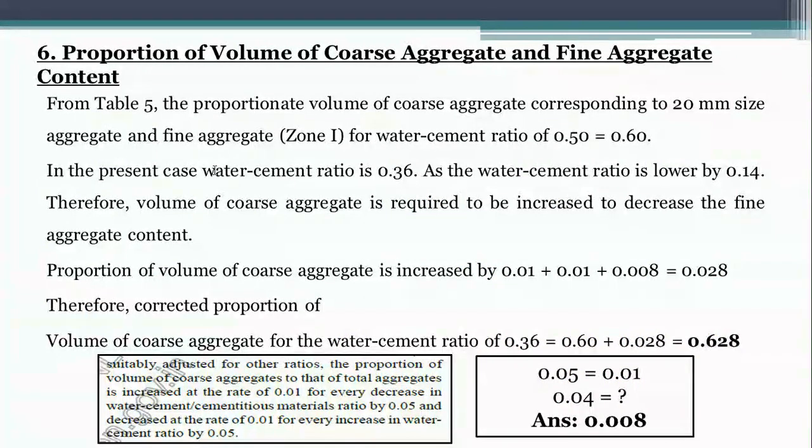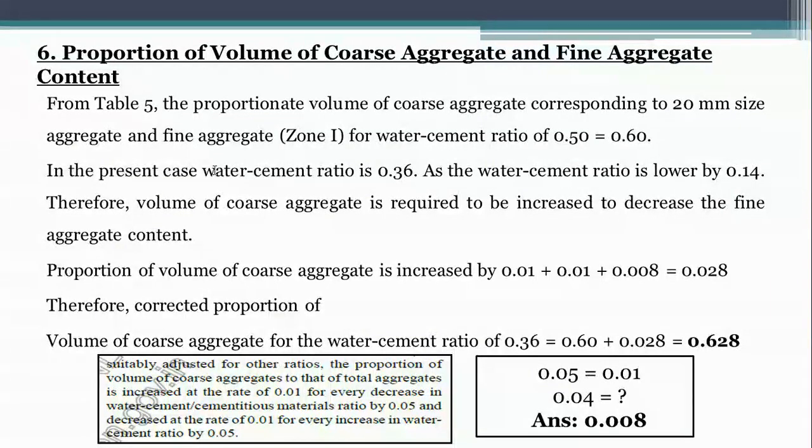So this 0.60 is for the water cement ratio of 0.5. But in our design case we are using 0.36 as our water cement ratio. For 0.5, the volume of coarse aggregate is 0.60 based on the zone condition, but in our present case the water cement ratio is 0.36, so it is lower by 0.14 than the standard one. What the IS code says is that for every decrease of 0.05 in the water cement ratio, you have to increase by 0.01 in the volume of coarse aggregate.